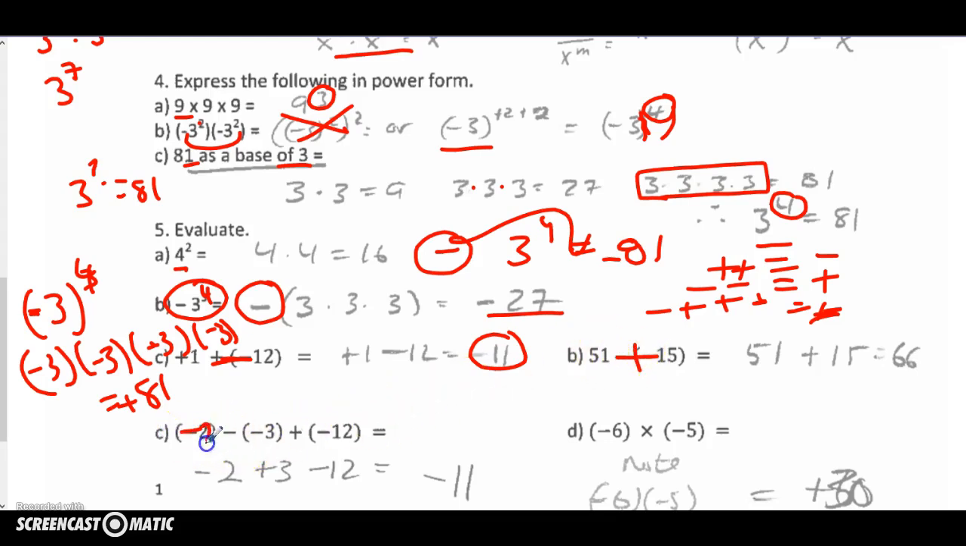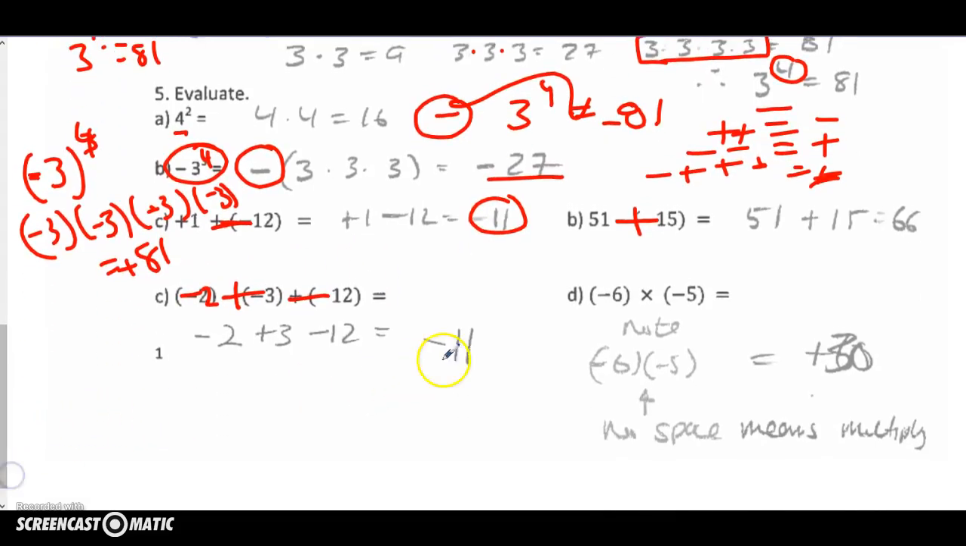I know this is a bit ugly. So I have minus 2 minus minus. That's a plus. Plus minus, that's a minus. So now I go minus 2 plus 3 minus 12. Work your way through. Multiplication and division, you're going to do two things.